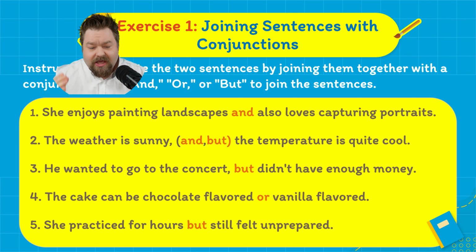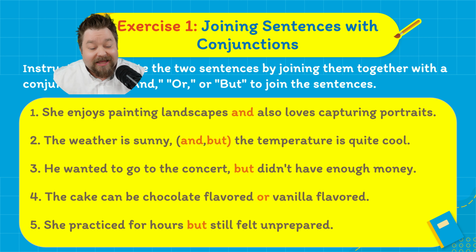Number two, the weather is sunny and the temperature is quite cool. Or you could say, the weather is sunny, but the temperature is cool. It just depends how you want to say that sentence. But we have options, okay? Number three, he wanted to go to the concert, but he didn't have enough money. Isn't that always how it works?